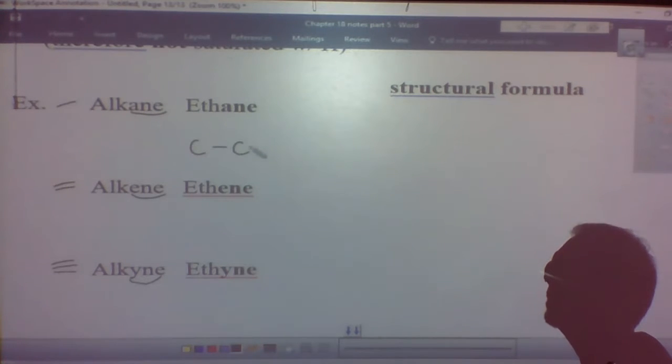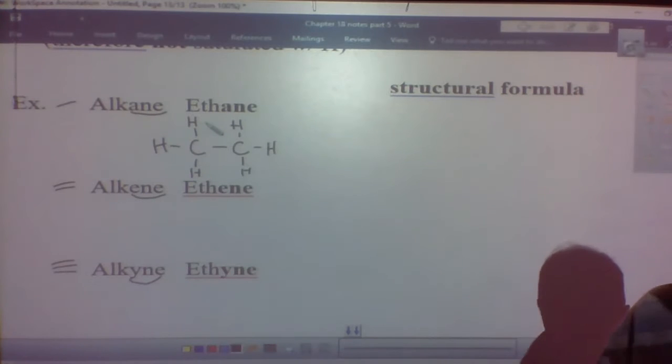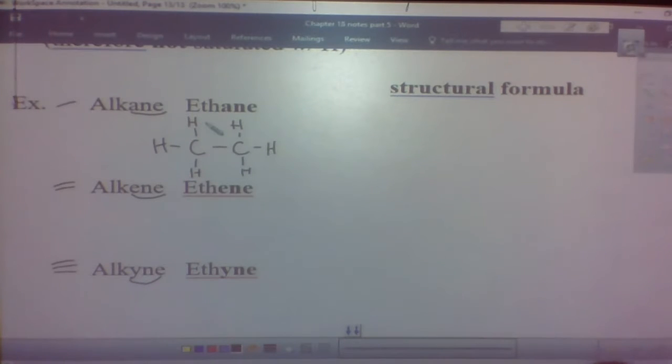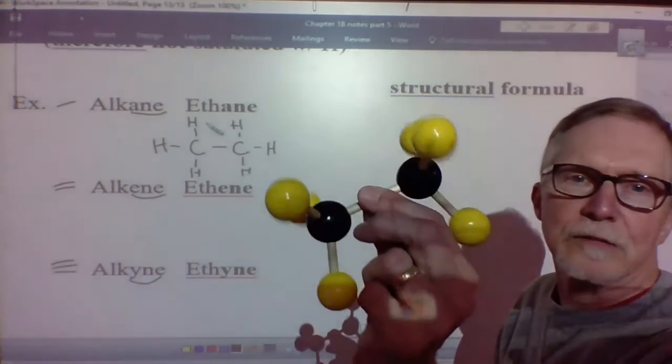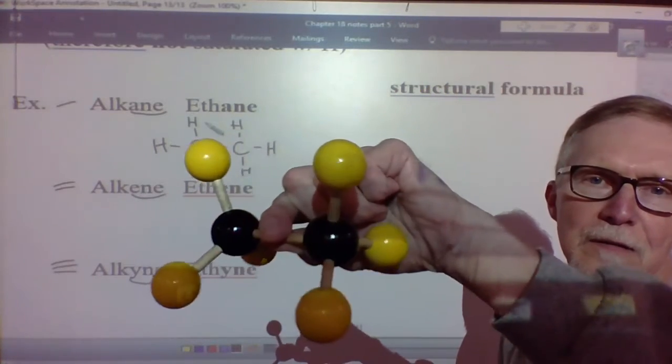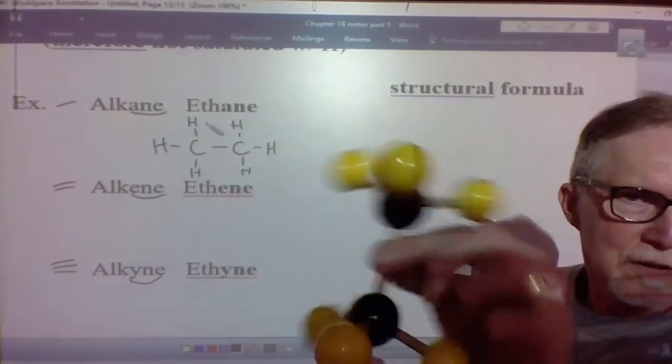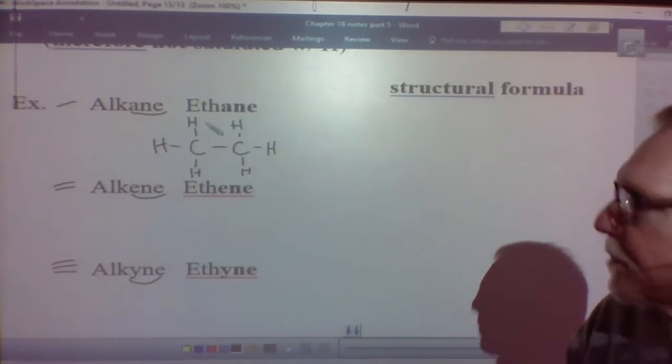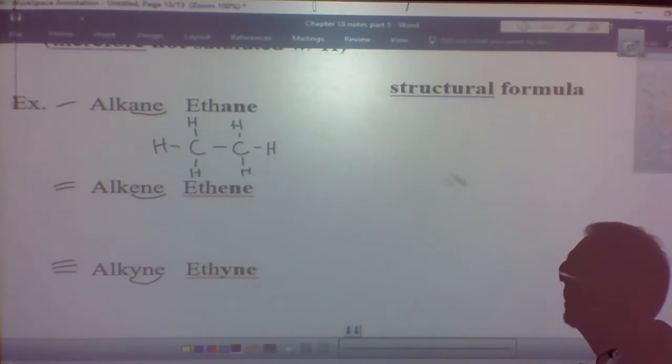A single bond, and then there'll be hydrogens there to make 4 bonds total, and hydrogens here to make 4 bonds total. What is that going to look like? It's going to look like this. All single bonds. It's a saturated molecule, holding as many hydrogens as it can.